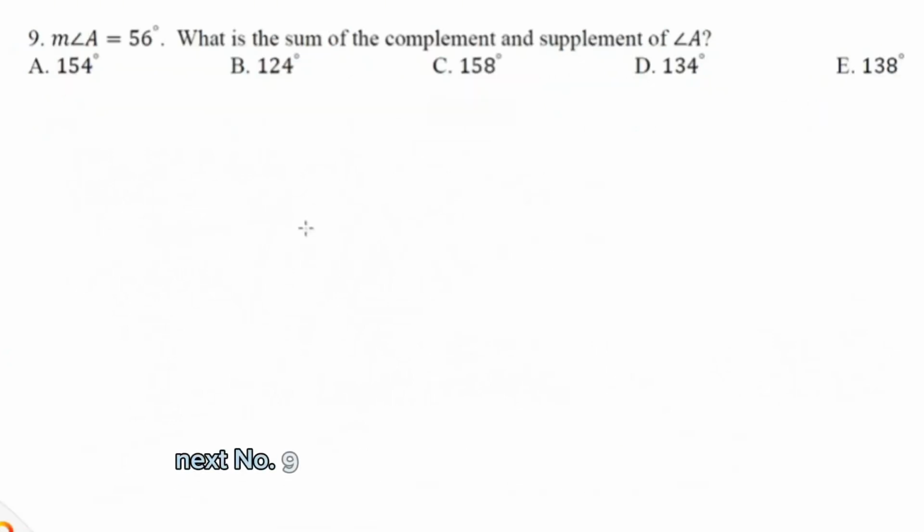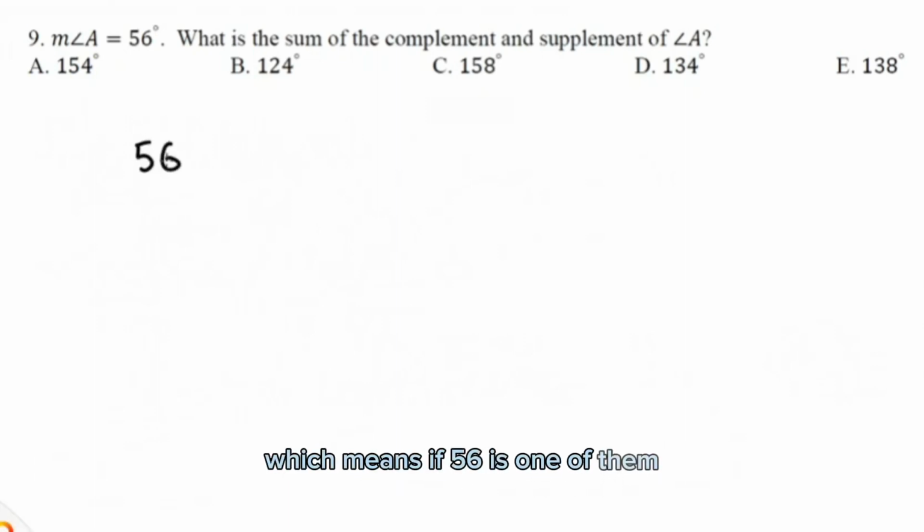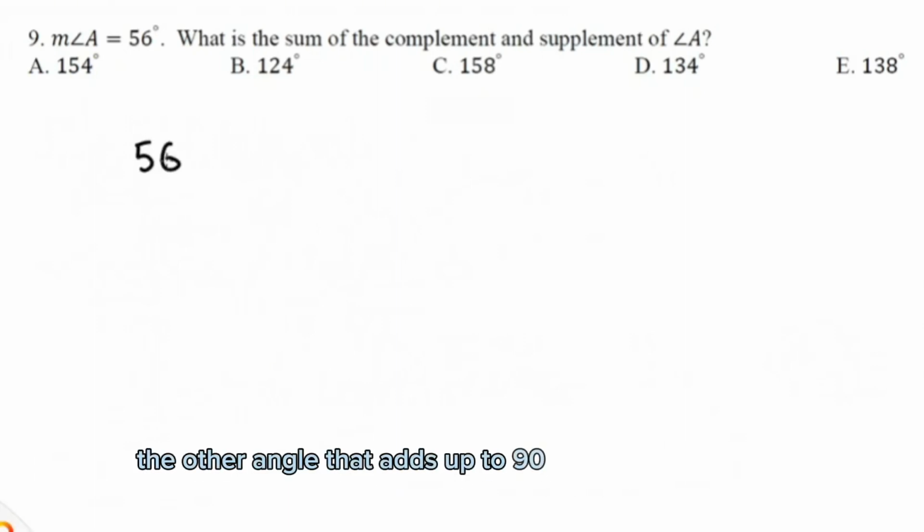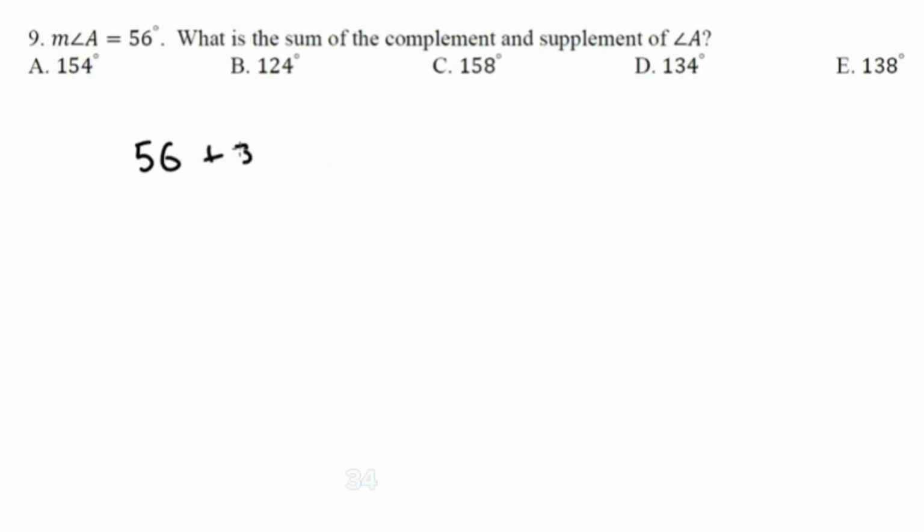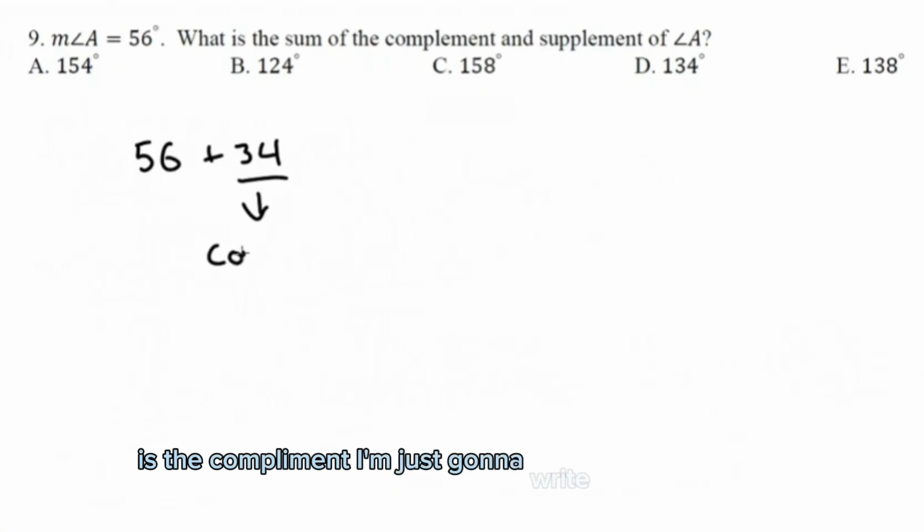Next, number 9. The measure of angle A is 56 degrees. What is the sum of the complement and supplement of angle A? Alright, so the complement is just the two angles that add up to 90, which means if 56 is one of them, the other angle that adds up to 90 with 56 is going to be 34, which means 34 is the complement. I'm just going to write comp right here.